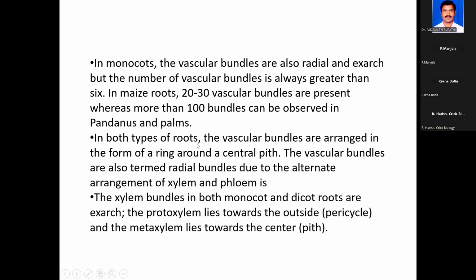In both types of roots, the vascular bundles are arranged in the form of a ring around the central pith. The vascular bundles are also termed radial bundles due to the alternate arrangement of xylem and phloem. The xylem bundles in both monocots and dicots are exarch, that is, protoxylem towards the outside, towards the pericycle, and metaxylem towards the inside, towards the pith. This condition is called the exarch condition, seen in the roots.